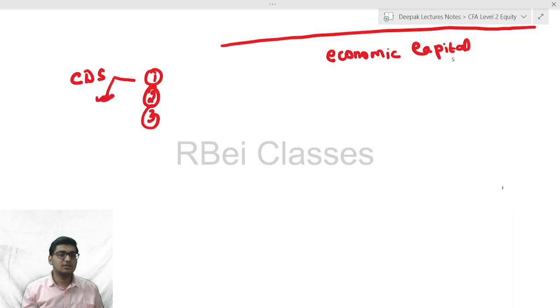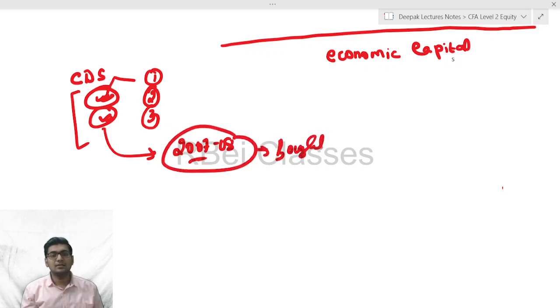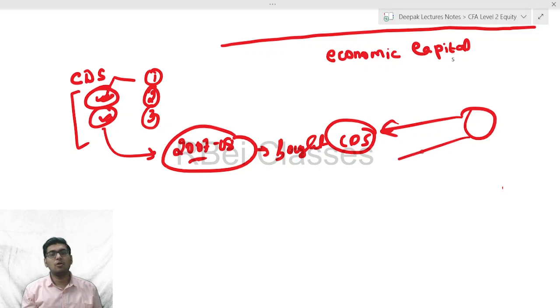Then what are the disadvantages? Weak regulation in the CDS. Clear? Then false sense of security. Why am I saying weak regulation and false sense of security? Because in 2007 and 2008 we saw that even after I bought the CDS, I suffered a loss. Why? Because the company from whom I bought the CDS also defaulted. Then how will I get the money? So there is a double loss.